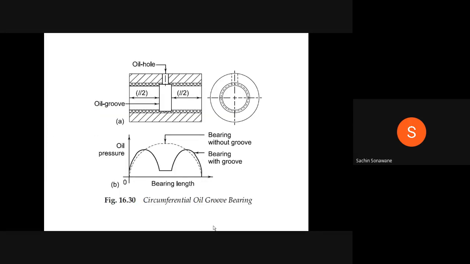Now this circumferential oil groove bearing. See that this is circumferential oil groove. This is bearing without groove, bearing length versus oil pressure. See that in case of groove bearing, oil pressure decreases. In case of bearing without groove, oil pressure is higher.